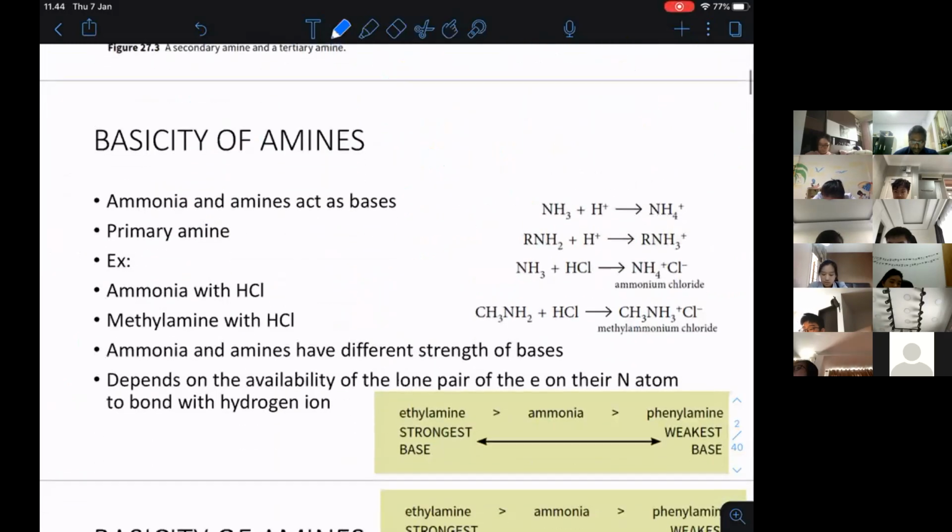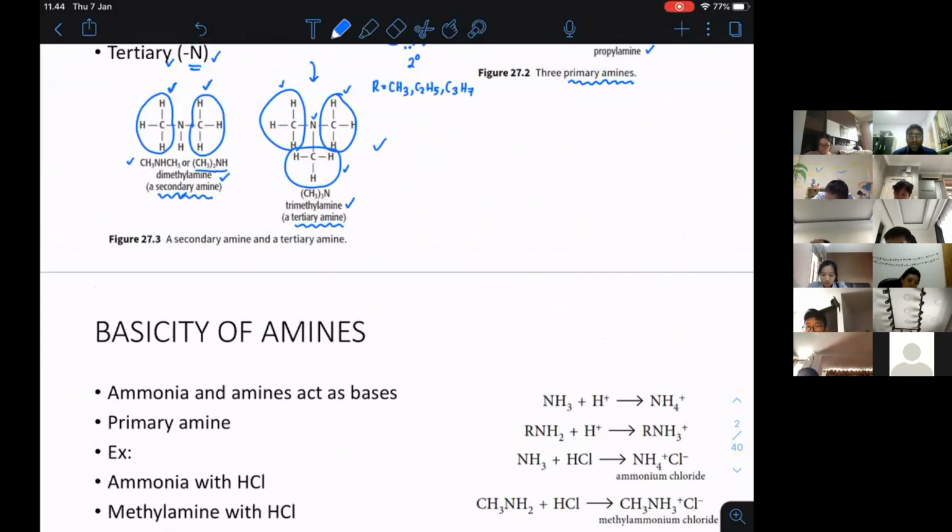So let's look at basicity. Whenever we look at ammonia, Jody, do you think ammonia is acid or basic? Basic. Why do we say ammonia is a base? How do you identify something as acid or base? Acid is a proton donor. So a base is a proton acceptor.